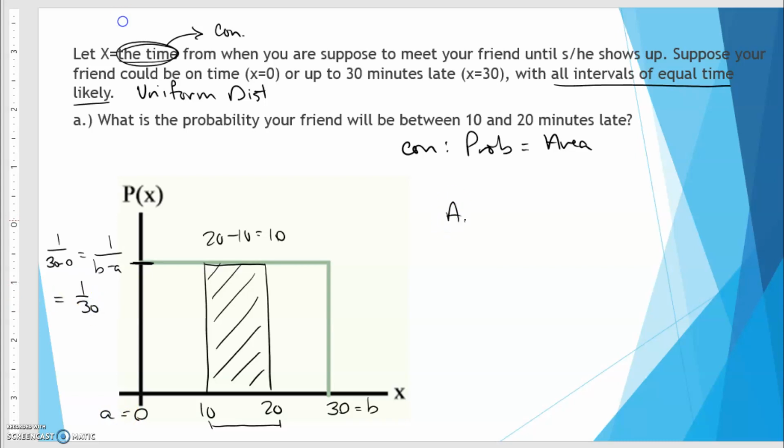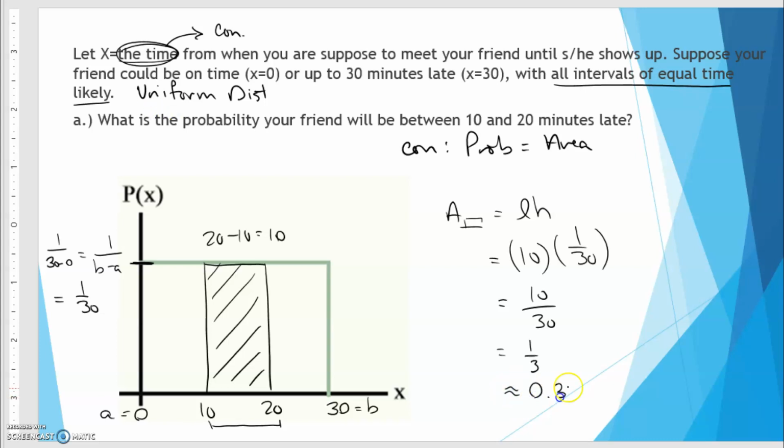Okay, well, the area of this rectangle that we're looking for, if we do length times height, our length is 10, our height is 1 over 30, so this will give us 10 over 30, or a third. Which you could change to 0.333, and it will keep on going forever. So you could say that there is a 33.33% chance that your friend will arrive between 10 and 20 minutes late.